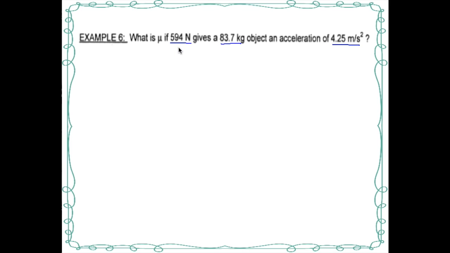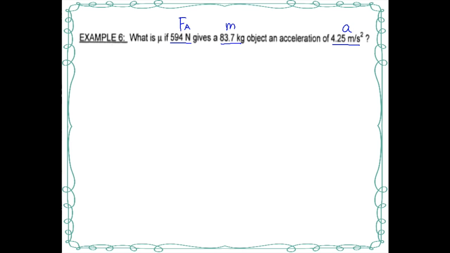But what are they talking about? They're talking about pushing something with 594 newtons gives it an acceleration of this. So this is the applied force. Kilograms, of course, is mass. And meters per second squared is acceleration.